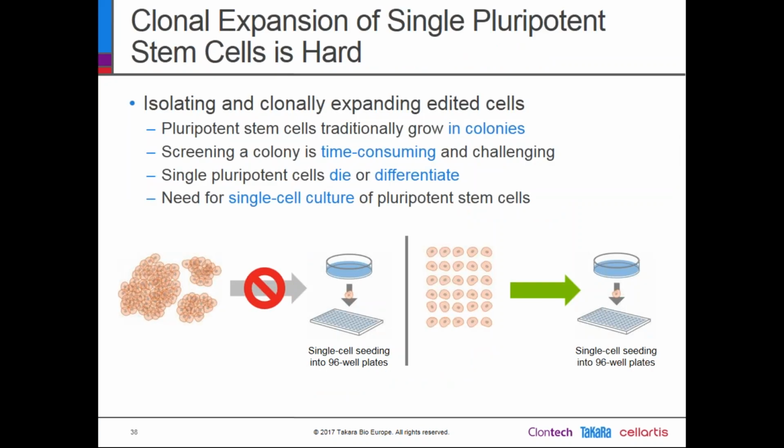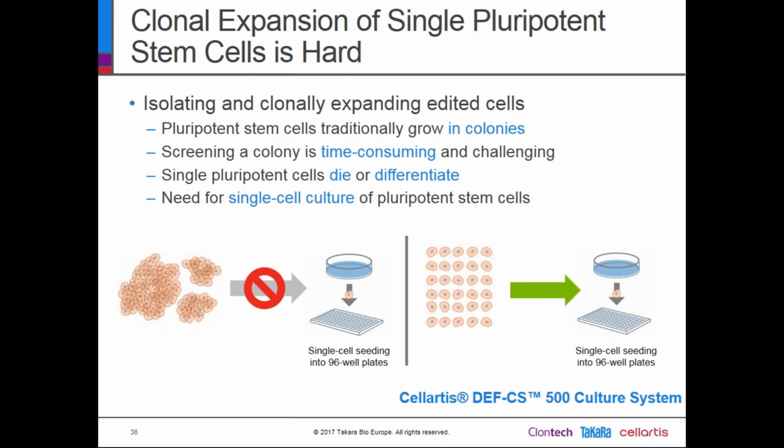And depending on the cells you are using, this can be very difficult because, for example, we have the experience with the pluripotent stem cells that those cells really do not like to be isolated, and pluripotent stem cells traditionally grow in colonies. But you cannot screen a colony. This is very time consuming. And the problem with those kinds of cells is that the single cells will just die or differentiate. So there's a real need for single cell culture systems of pluripotent stem cells.